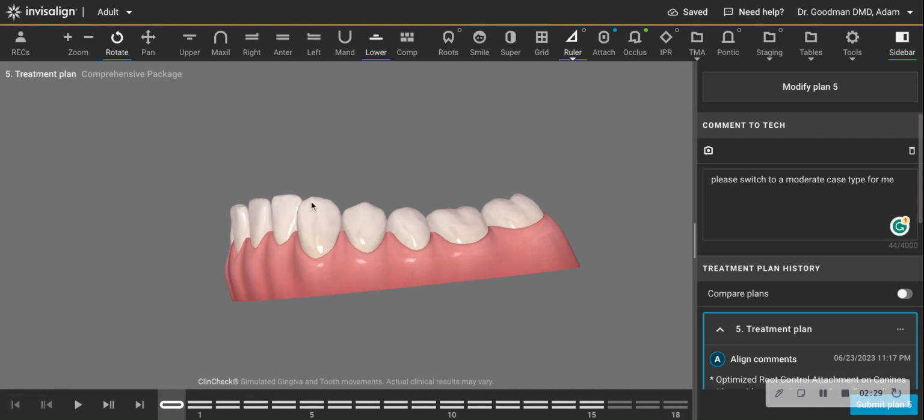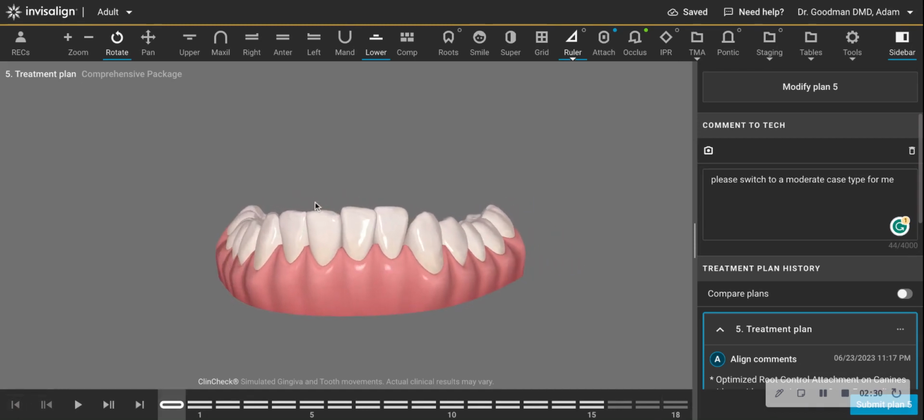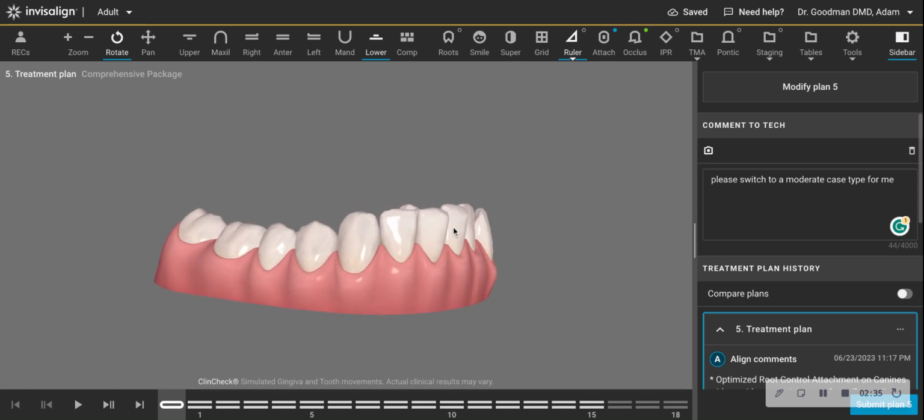Now, that's not going to happen. There's going to be more forward movement of these teeth because that's the only place without interproximal reduction that you can get space to resolve the teeth. So you have to plan for these to come more forward than the clincheck shows.